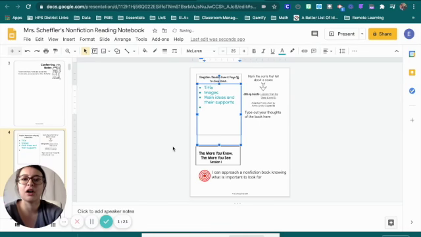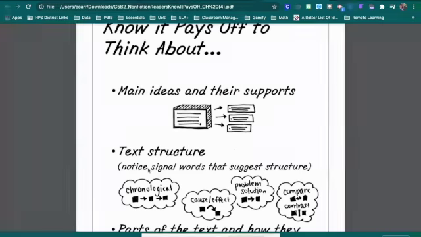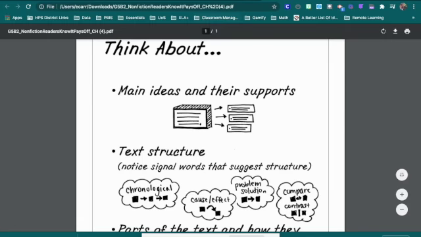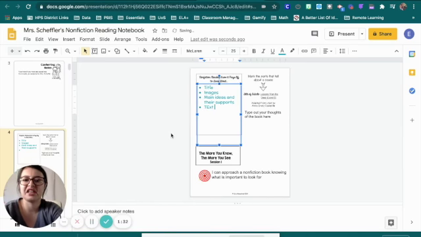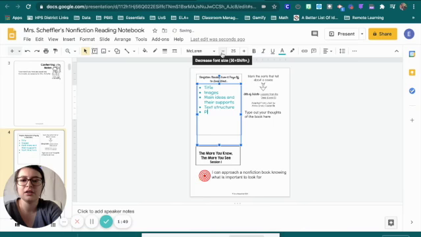It also pays off to think about text structure. So text structure is the way that the book or the article is written. How is the author getting their information across? Text structure. Please type that along with me. And last but not least, it pays off in nonfiction reading to think about parts of the text and how they all fit together. Parts of the text and how they all fit together.